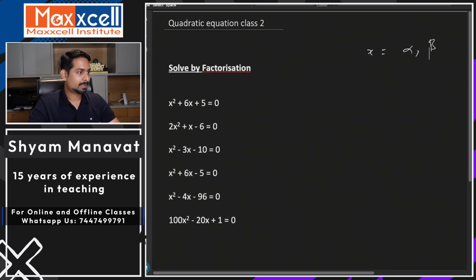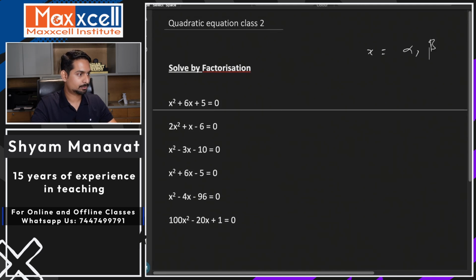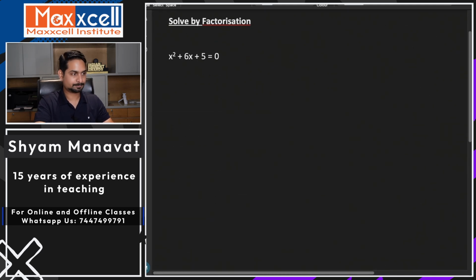Solve the quadratic equation by the factorization method. What is the factorization method? How to use it to solve this? What do we do in the factorization method? Pay attention here. We take the equation and then from the equation we take the constant first. Constant means the term which does not have any variable. Here the constant is 5.